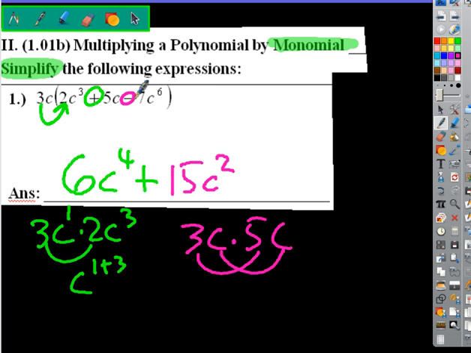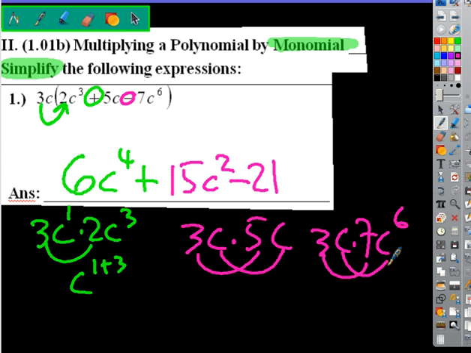I've got the minus. I'm subtracting 3c times 7c to the sixth. 3 times 7 is 21. C times c to the sixth, that's c to the 1 plus 6. Multiplying numbers of the same base, c to the seventh.